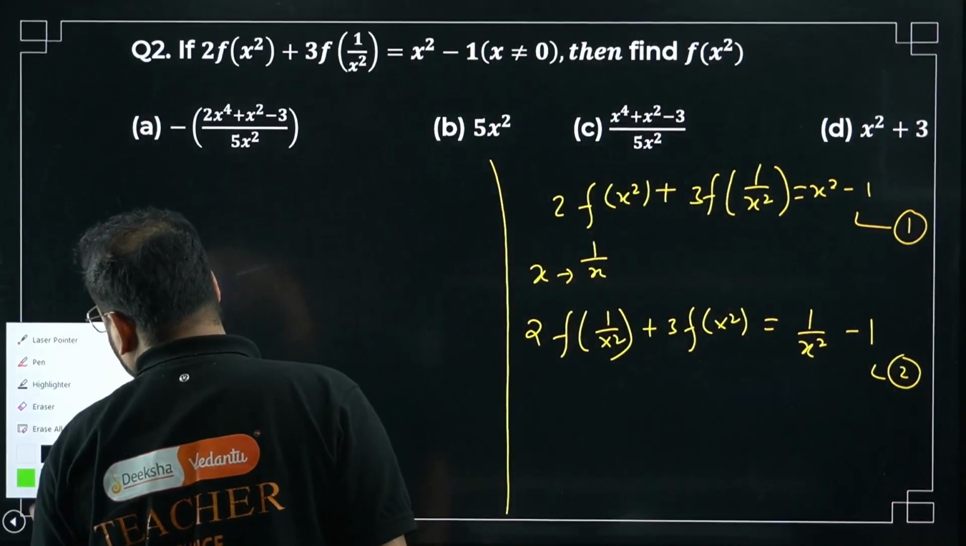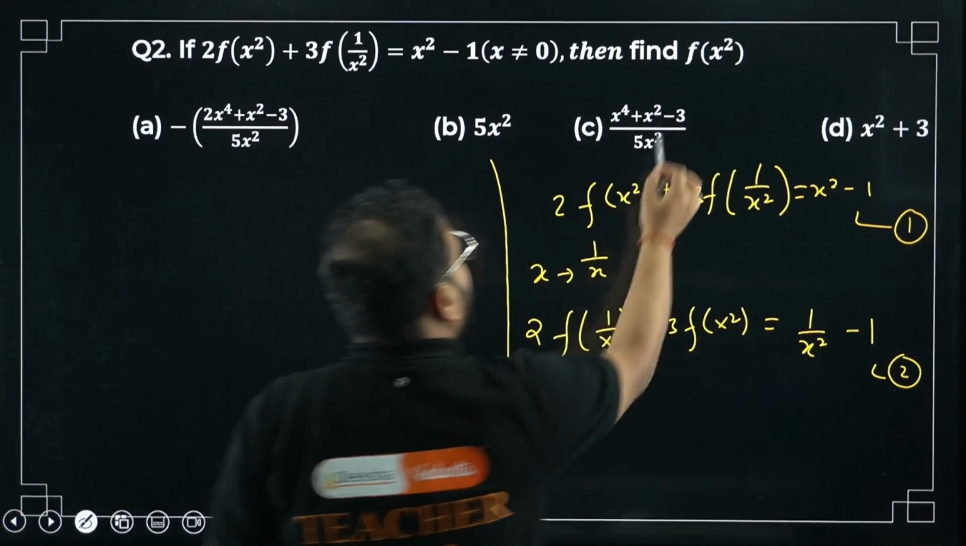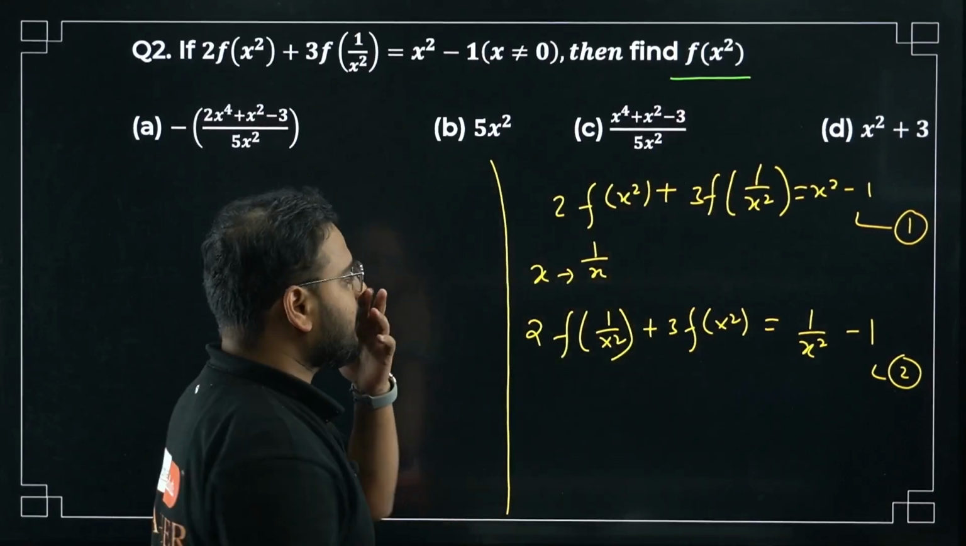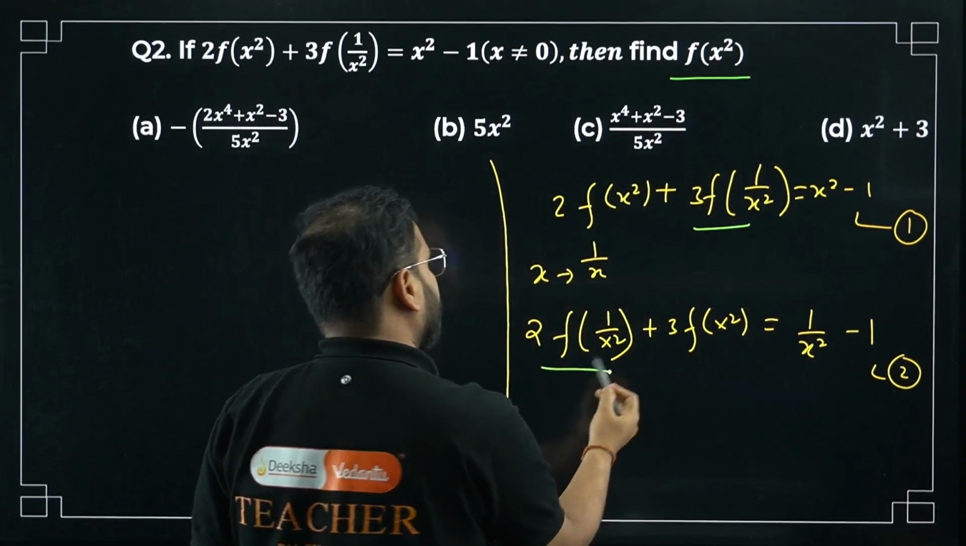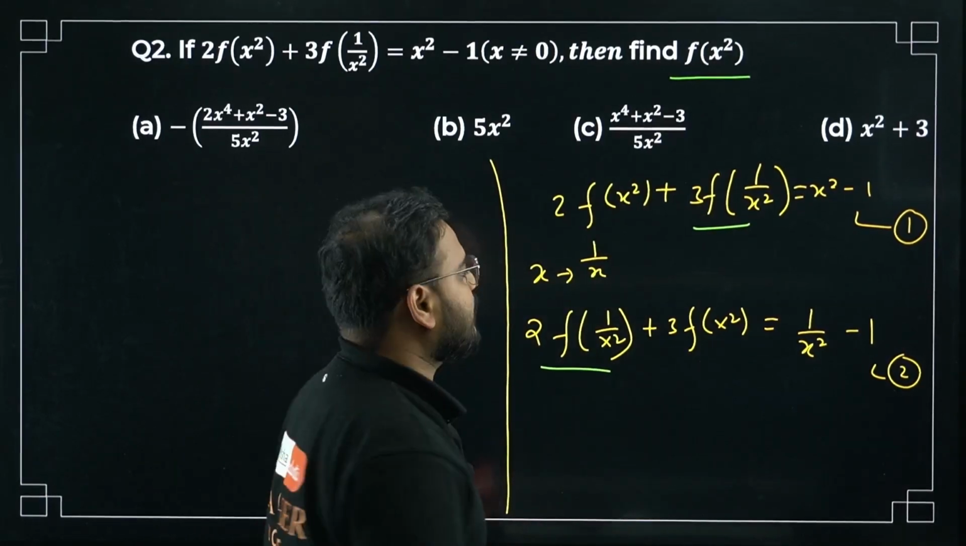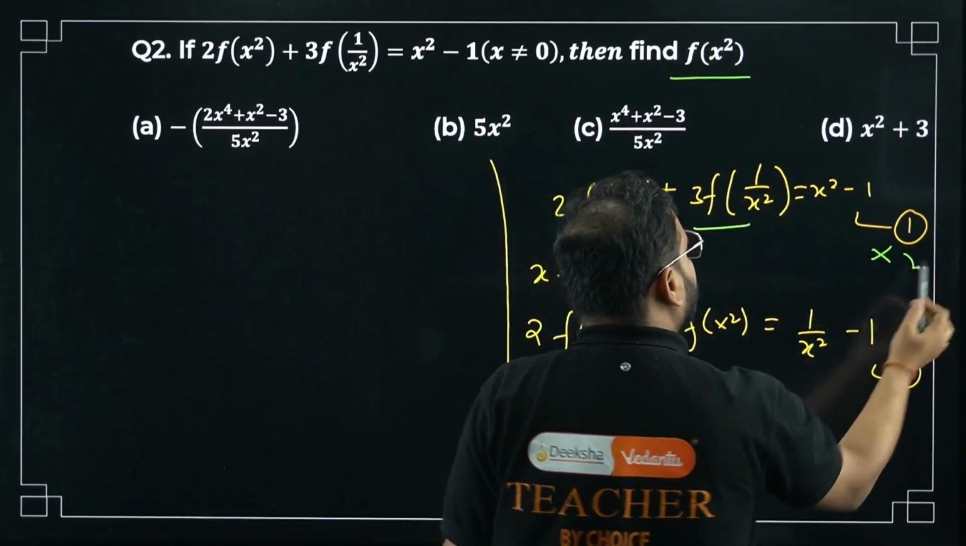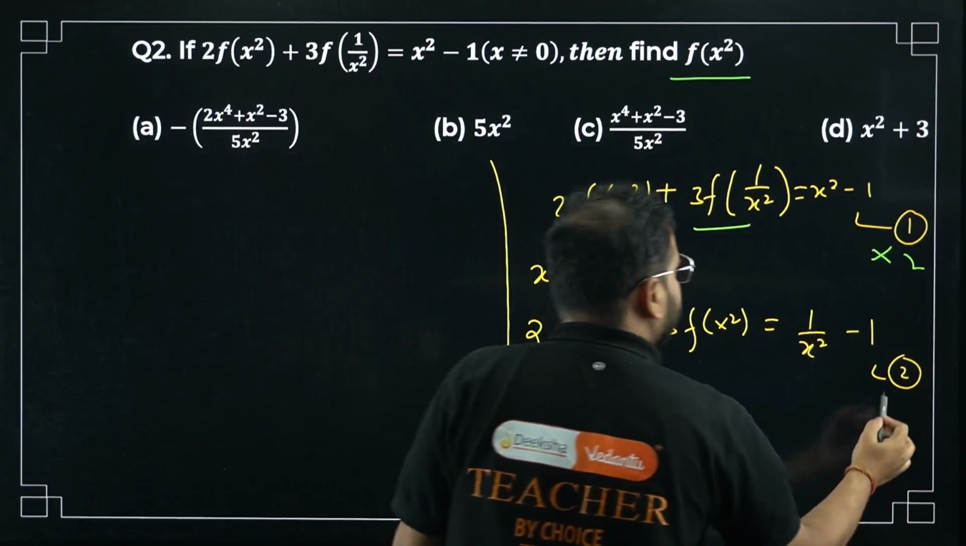Right, I want to get the value of only f of x square, right? So I have to eliminate f of 1 upon x square. How do you eliminate that? I have 3 times that here and 2 times this here. Use the linear equation approach. Multiply equation number 1 with 2 and equation number 2 with 3.